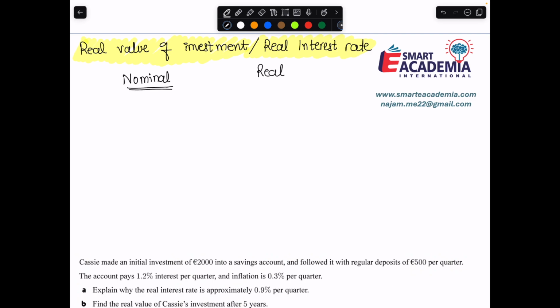Nominal is something that seems to be, like, let's say I say that the inflation rate is 10% and income rises by 10% as well.